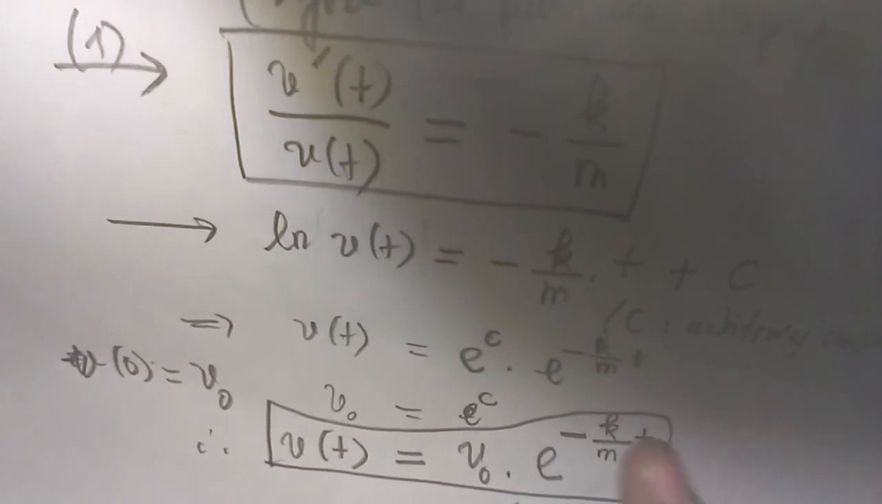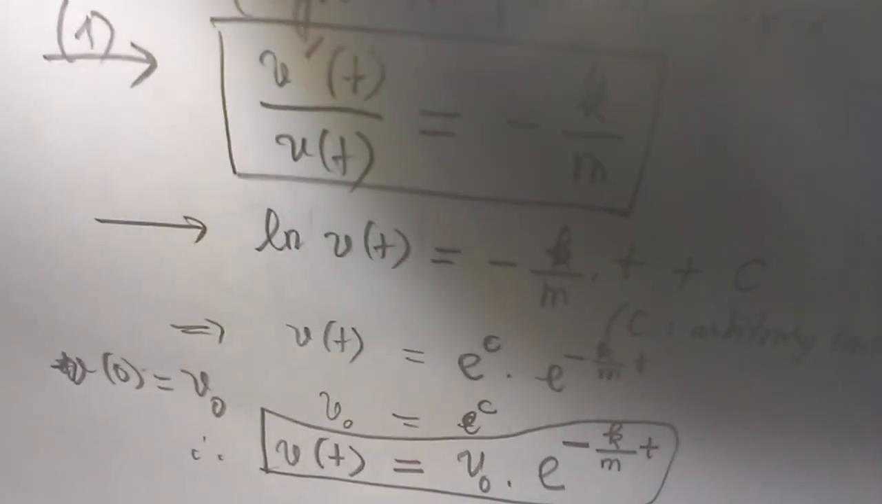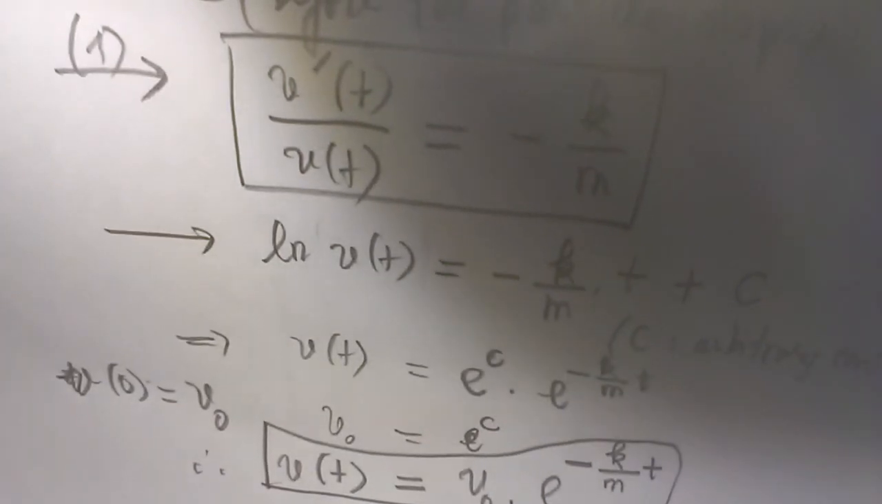With this one you can predict the velocity at any time t. You just plug in the t and you get the velocity, and also you can see that the velocity decays exponentially. So I'm done.